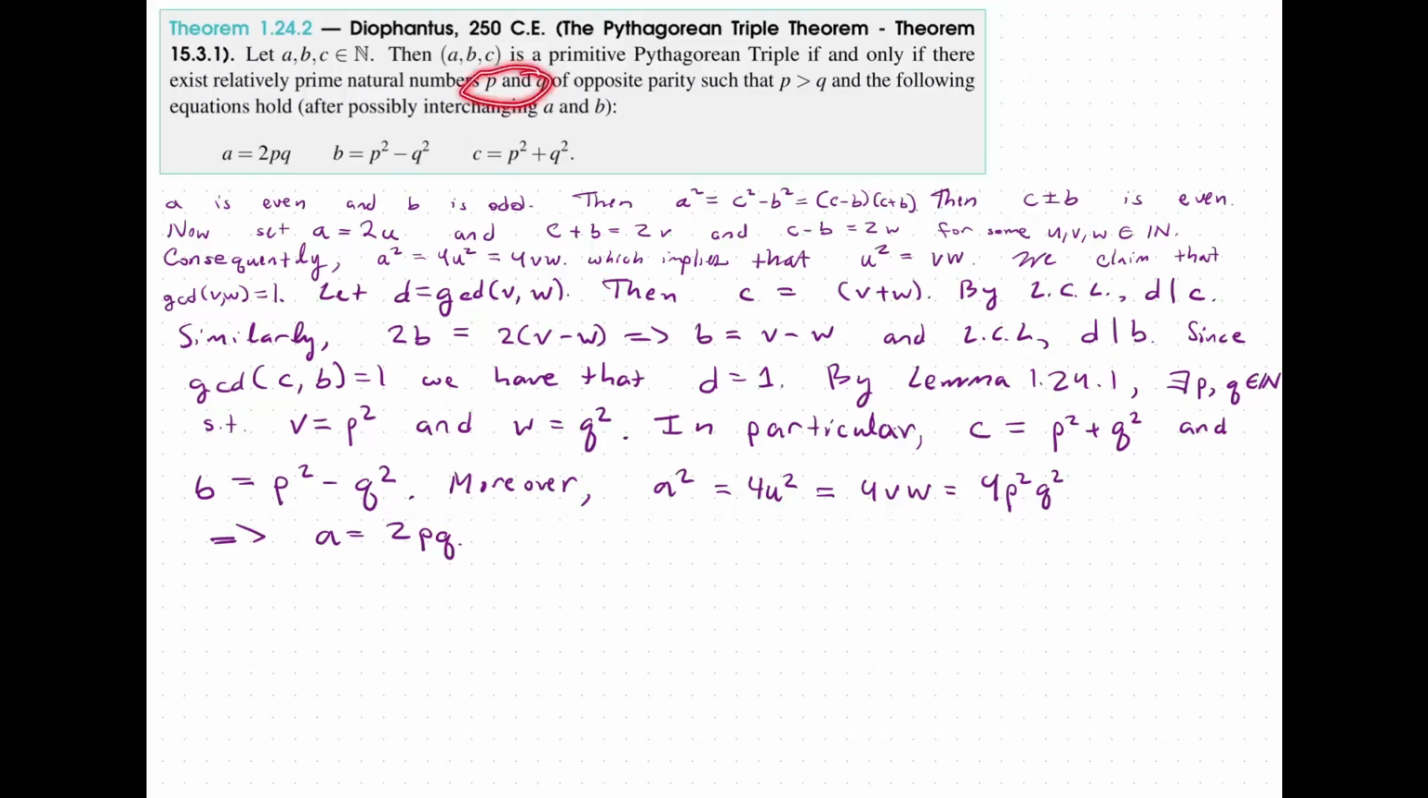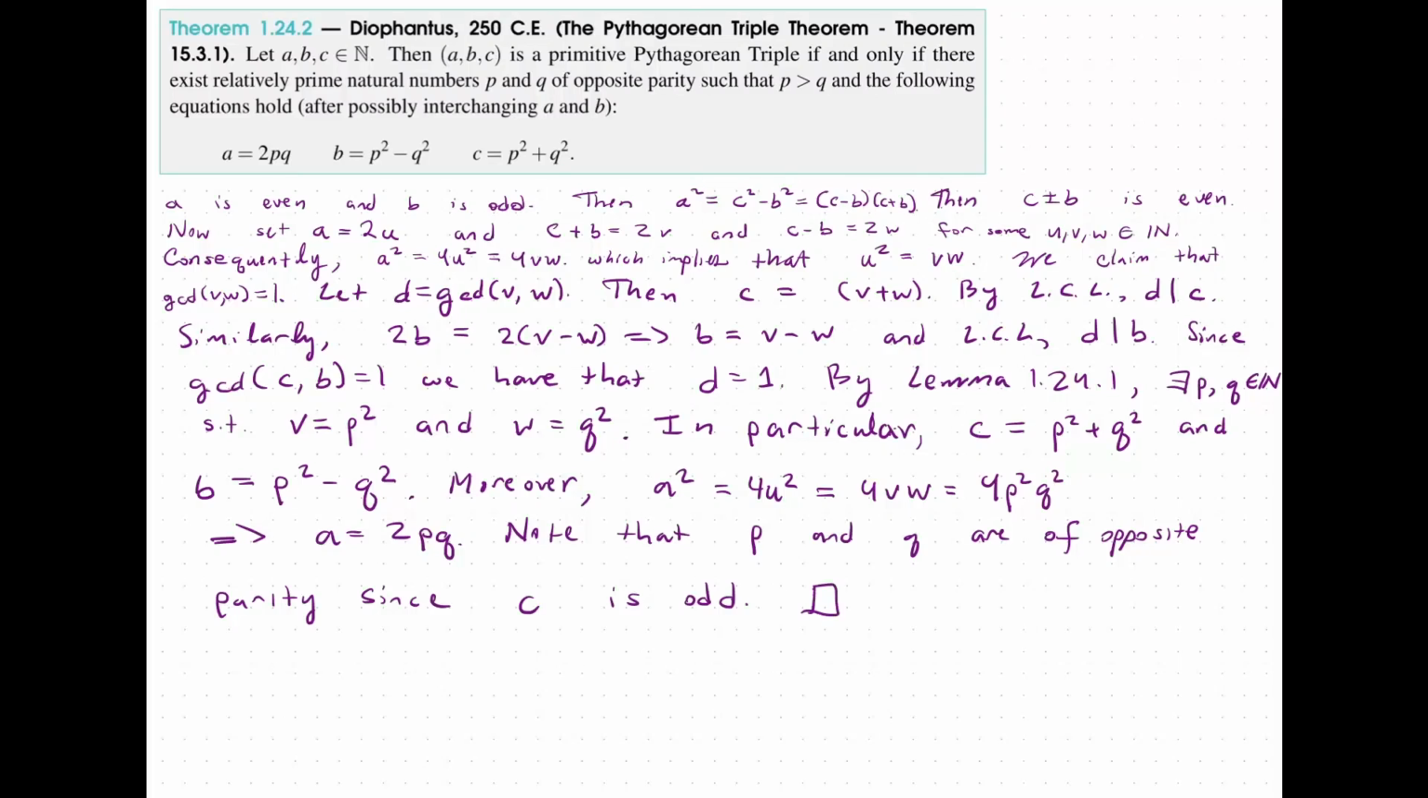And we know that p and q are of opposite parity. So note that p and q are of opposite parity, since c is odd. And we know that c is v plus w. So if they had the same parity, so if they were both odd, then we would have that c is even. And if they were both even, then that would be a contradiction on the relative primeness. And so we have completed the proof. We have proven the Pythagorean triple theorem.